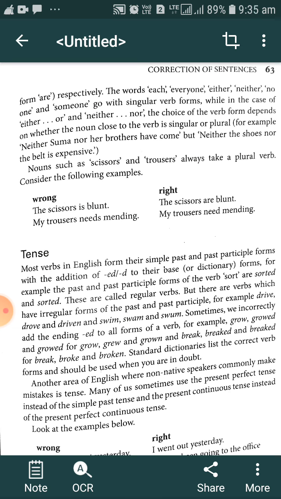Nouns such as scissors, trousers always take a plural verb. Consider the following example: "The scissors is blunt." It is a wrong sentence. What should it be? "The scissors are blunt." Scissors and trousers are always in plural form, so we have to use the plural form of the verb.